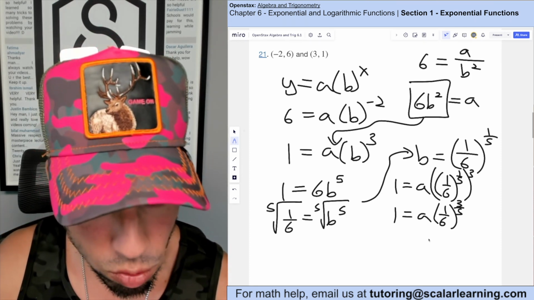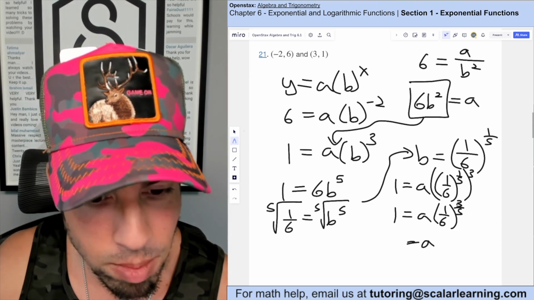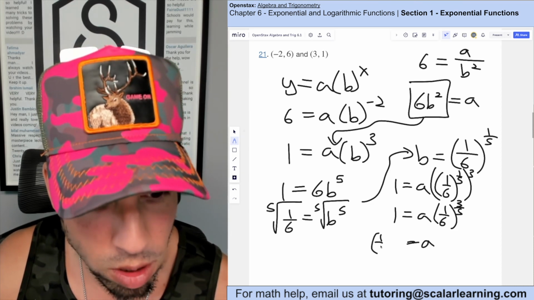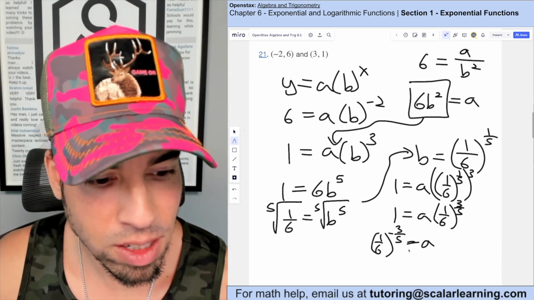by 1 over 6 to the 3/5 power, which is the same as a equaling, since it's in the denominator, it's the same as just saying 1/6 to the 3/5 power. Now I have enough, but this is going to look pretty messy.